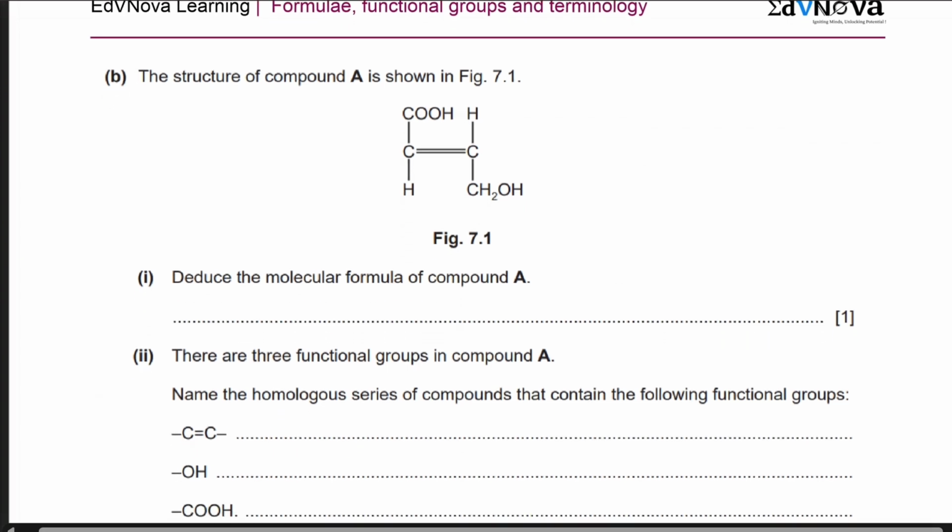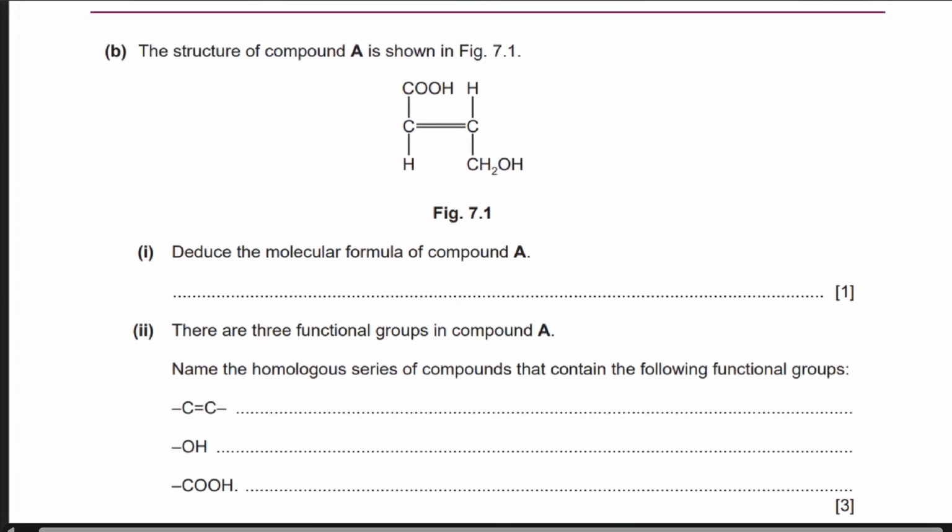The structure of a compound A is shown in figure 7.1. Deduce the molecular formula of compound A. Whenever they talk about molecular formula, you have to just count the total number of carbons and total number of hydrogens, total number of oxygen. Basically, total number of atoms present in it. Okay. So, carbons. How many carbons are there? 1, 2, 3, 4. How many hydrogens are present here? 1, 2, 3, 4, 5, 6. And how many oxygens are there? 3.